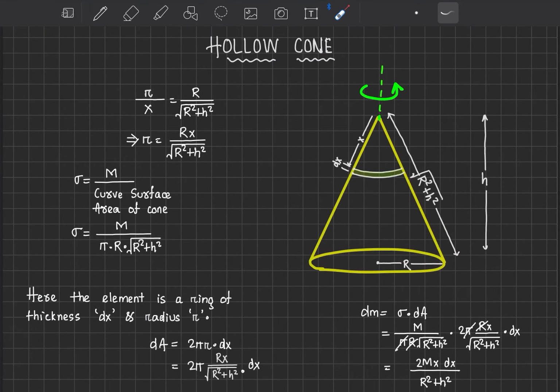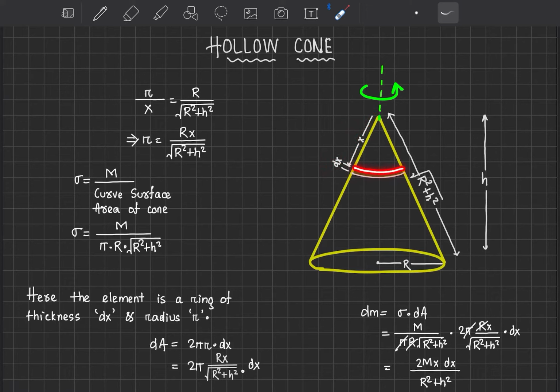Now let's see for a hollow cone. This will be a tricky one, because in a hollow cone mass resides only on the surface. It doesn't lie in the middle area, in the center of the object there is no mass. The mass is only on the surface. So we are taking the element this way. From this point, let's say at a distance x, going along the incline, we are choosing a very small element dx.